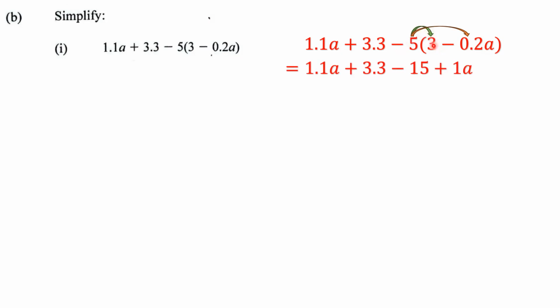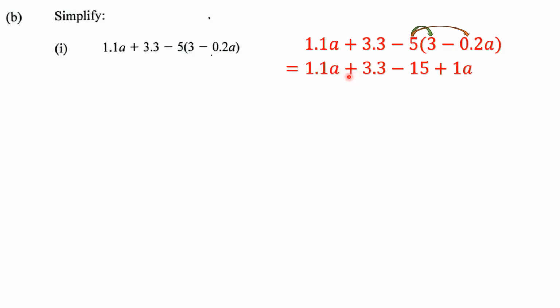Negative 5 times 3 is going to be negative 15. And negative 5 multiplied by 0.2a is going to be positive 1a, because negative times a negative is a positive. And we just bring down everything on this side. So we have 1.1a plus 3.3.